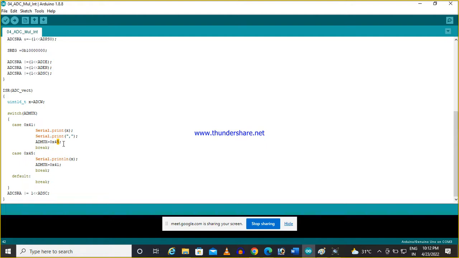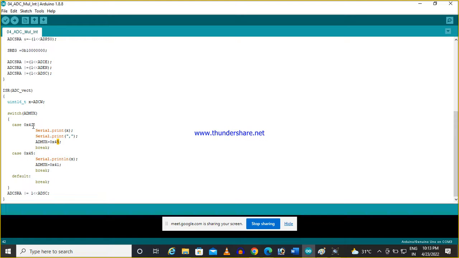Then this is the next case. Once this is over, it breaks here and enters this case. And once the conversion is completed, again it transfers this value to X and converts the AD mask value to 41. Again it returns here. So it is continuously reading the first and fifth channels. After the first channel, it will read the fifth channel.